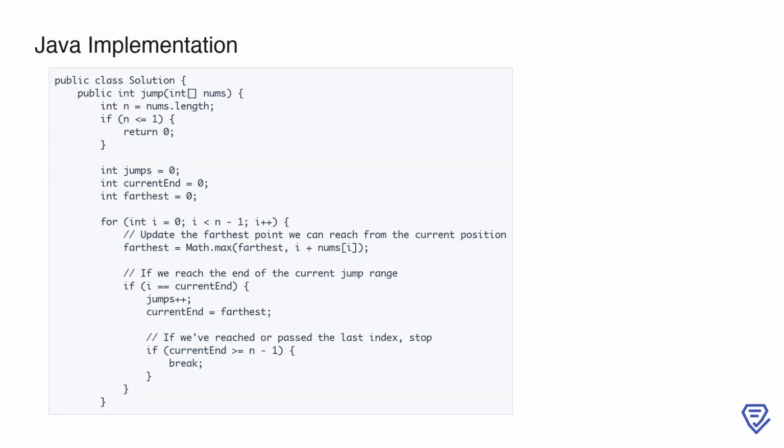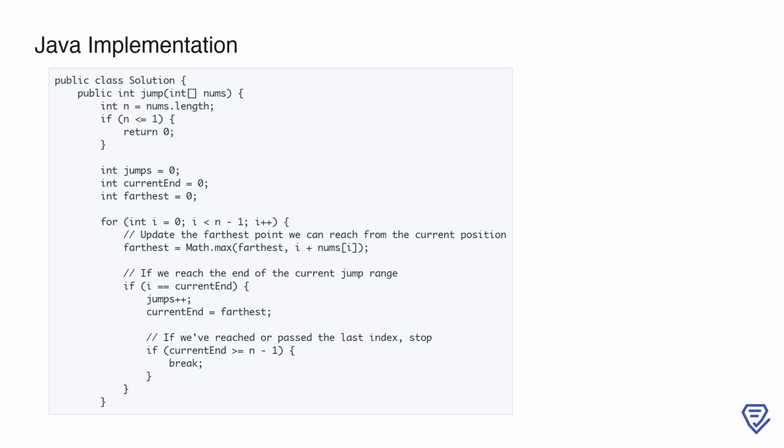Here, we begin by defining the Solution class and implementing the jump method, which takes an array of integers called nums. The goal is to determine the minimum number of jumps needed to reach the last index of the array. First, we check if the array length is 1 or less, in which case no jumps are needed, so we return 0. Next, we initialize 3 variables: jumps to count the number of jumps, current_n to mark the end of the current jump range, and farthest to track the farthest index we can reach during this process.